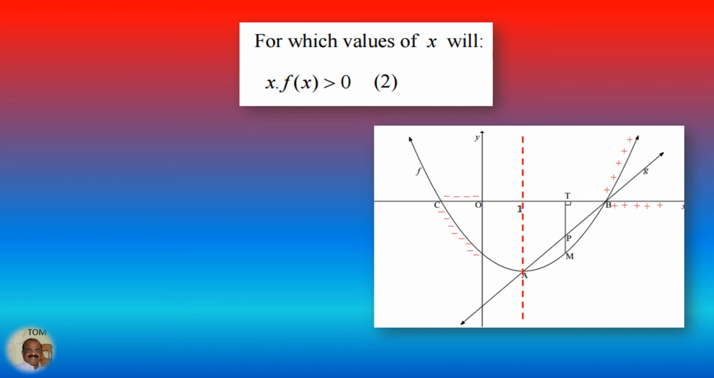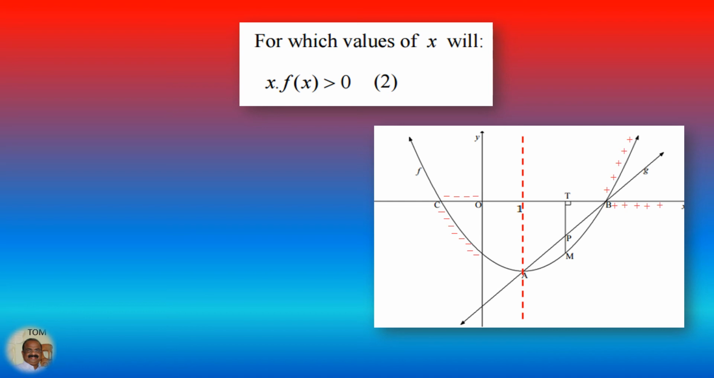Again, interesting questions. Easy marks. What is the question? For which values of x? Again, you are looking for the values of x. The question says x times f of x. Here, x times f of x must be positive. Okay. We go for f of x. We can see the negative sections there, and the corresponding x is also negative. So negative times negative will give us positive, greater than 0.